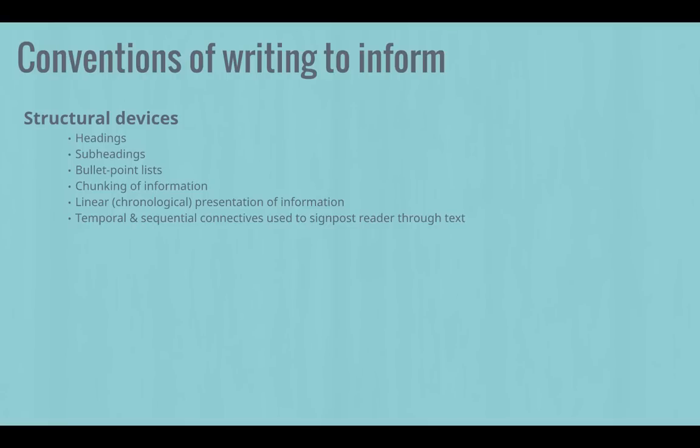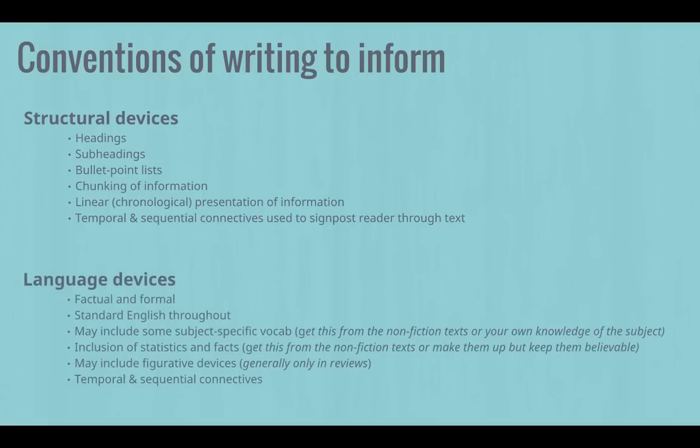You would expect in something that's written to inform that there would be a linear, or what we call chronological, presentation of the information, so it makes sense, it flows, one point flows on from another. Also the use of temporal and sequential connectives would be in there to signpost the reader through the text so they can work their way through it easily.